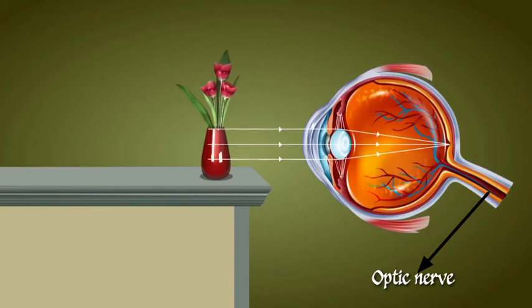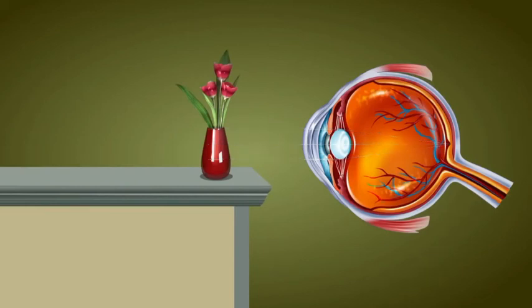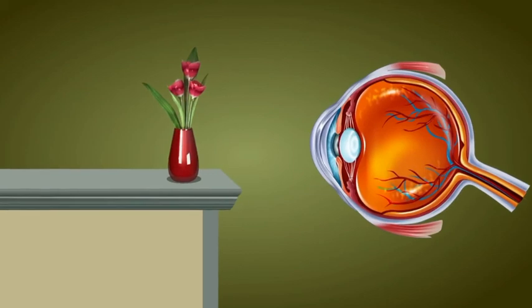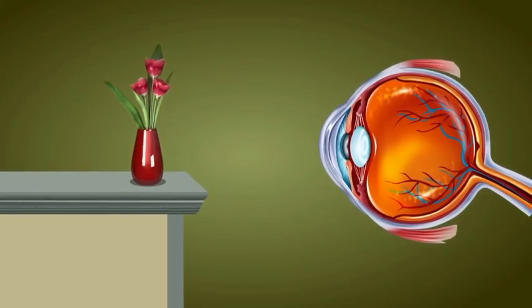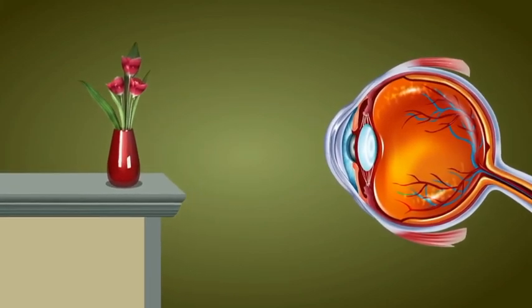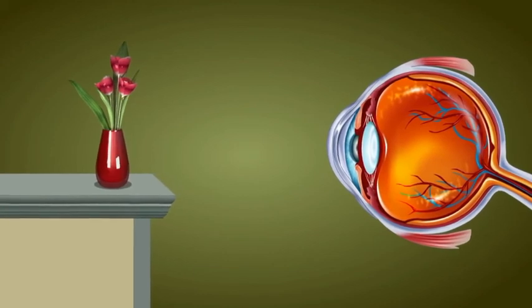Then another point: the point where the optic nerve is connected to the retina is known as the blind spot. Why is it known as the blind spot? If the light rays are converged at this joining point of the optic nerve, the sense of vision is not created. That's why it is known as a blind spot. If the light rays are converged at the point where the optic nerve connects with the retina, the sense of vision is not created.